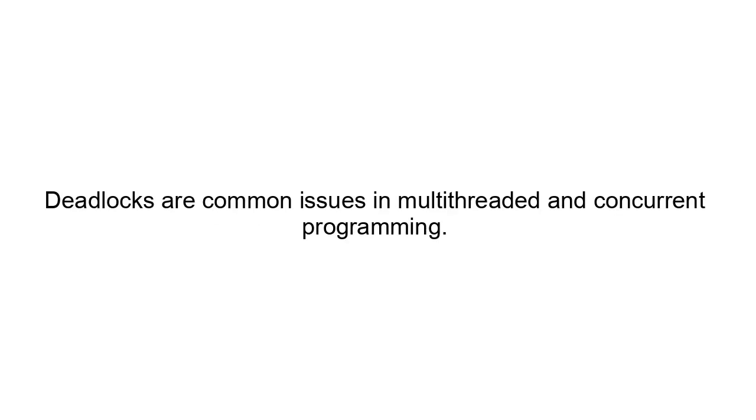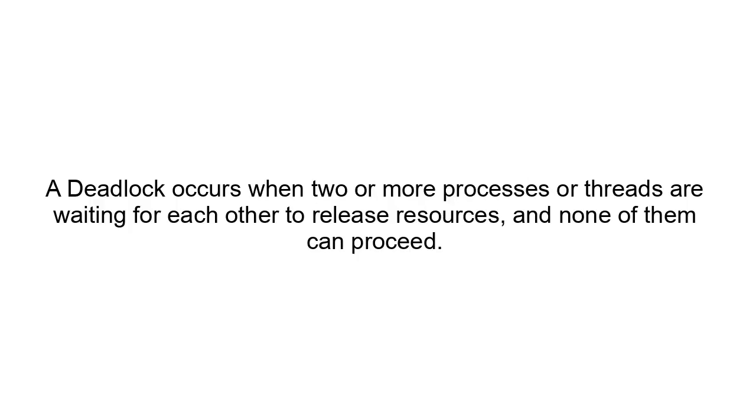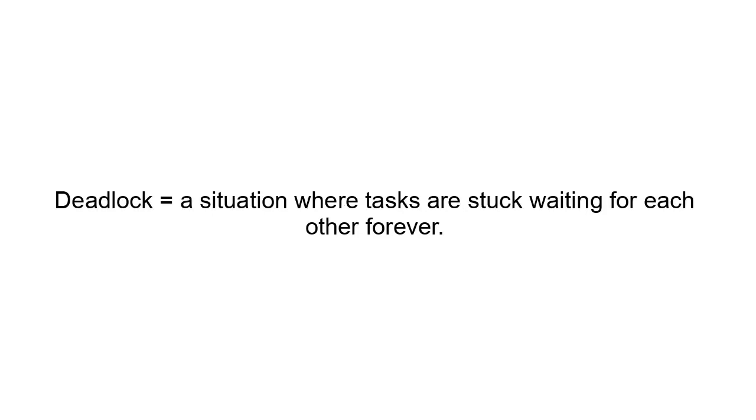What is a deadlock? A deadlock occurs when two or more processes or threads are waiting for each other to release resources, and none of them can proceed. In simple words, deadlock equals a situation where tasks are stuck waiting for each other forever. When a deadlock occurs, the program cannot continue its execution.